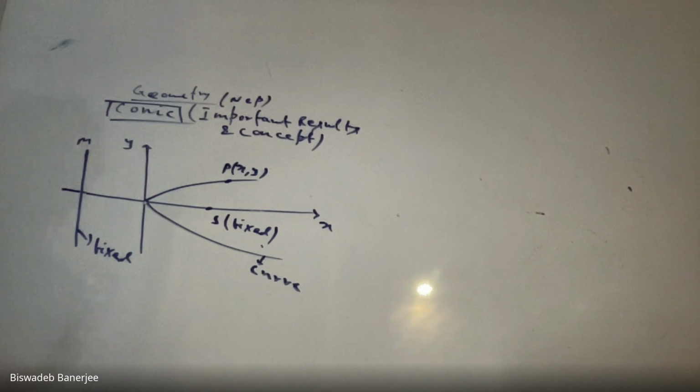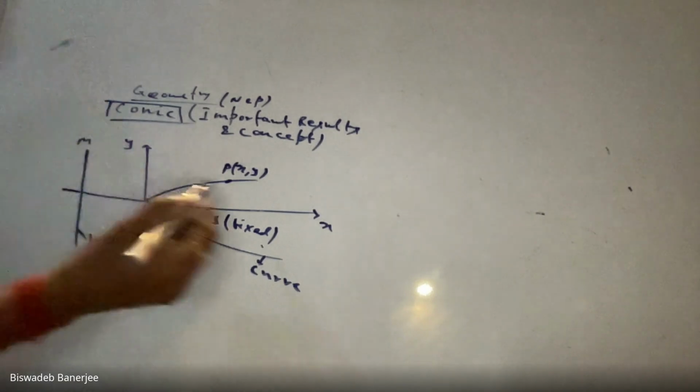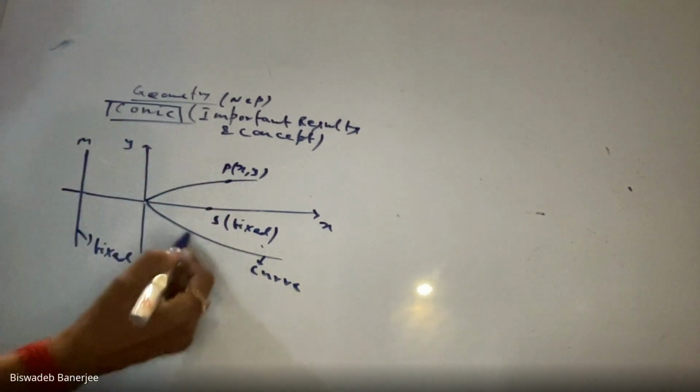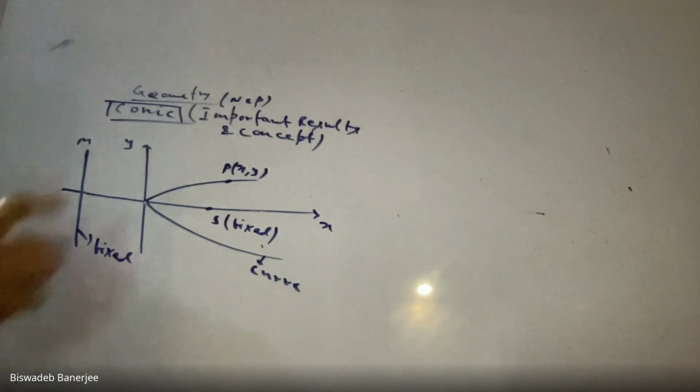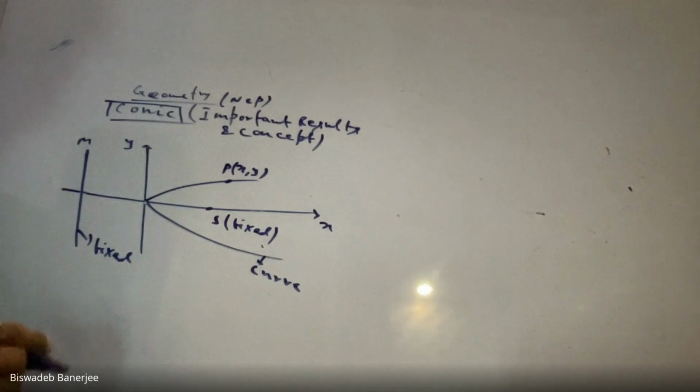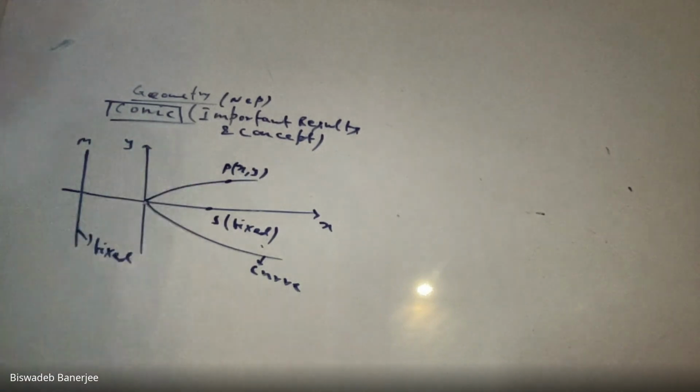Now, to start with conic, at first consider a curve. Suppose this is any curve. And suppose that there is a point P whose coordinate is x comma y on this curve. So we are taking a curve and a point P (x, y) on this curve.